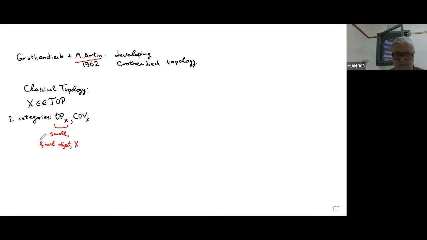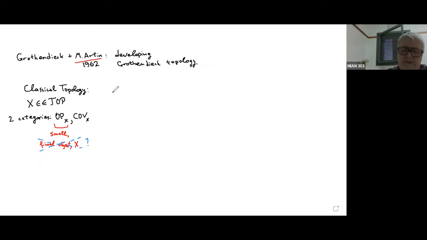And when we think about various operations with topological spaces, we can just ask ourselves, do we really need this final object? And it turns out that in many constructions, the answer is no. And the cohomology theory, to a large extent, can be constructed without it.